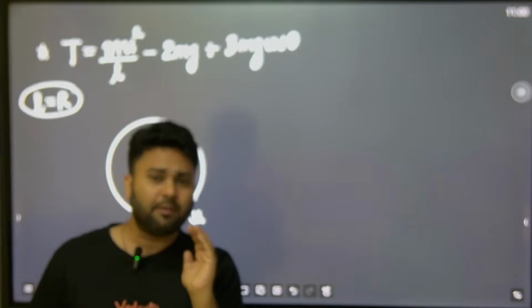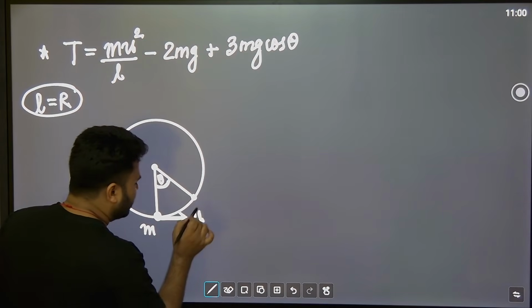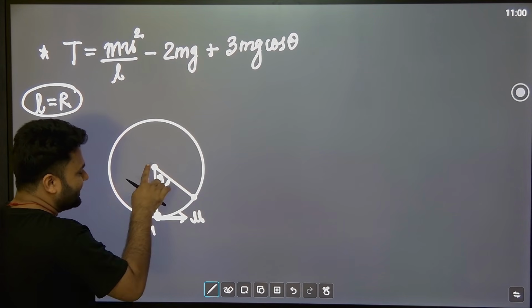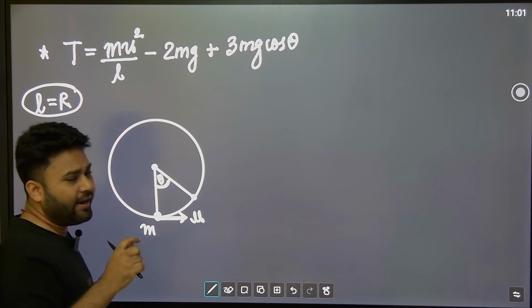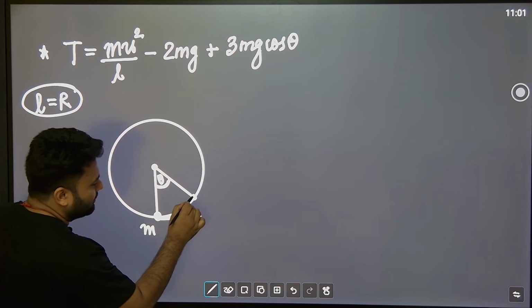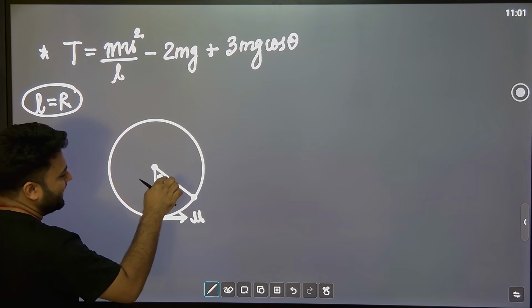Now remember, a very important thing I am telling. Theta, always take at that position. Theta will be the angle between the vertical line and the line where they are asking the tension. Suppose they are asking the tension here, so you join this point to the center. This angle will be theta.